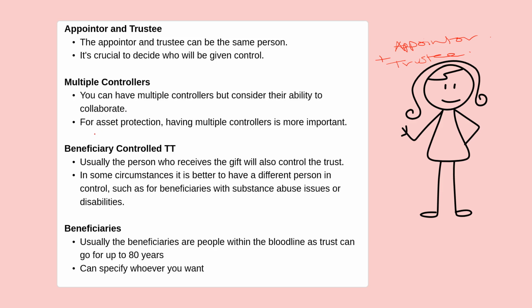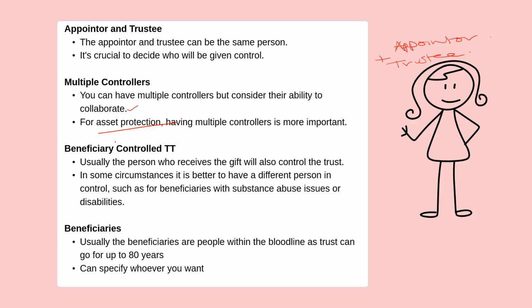For asset protection, having multiple controllers is really good. It makes it look less like it is the trustee's money. But if you do have multiple controllers, they need to be able to collaborate with one another.